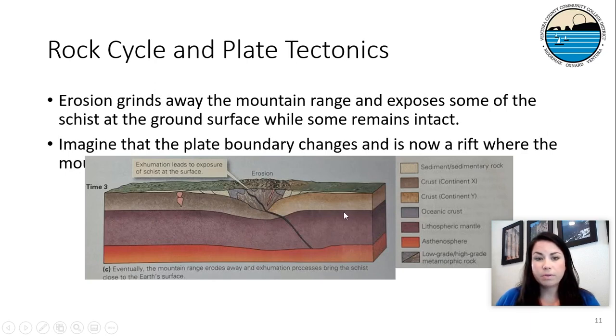So another example here is once we have those rocks that are created through the plate boundary, they eventually can get uplifted through that mountain belt, and then we have surface processes through erosion that can erode those sediments and then deposit them somewhere else.